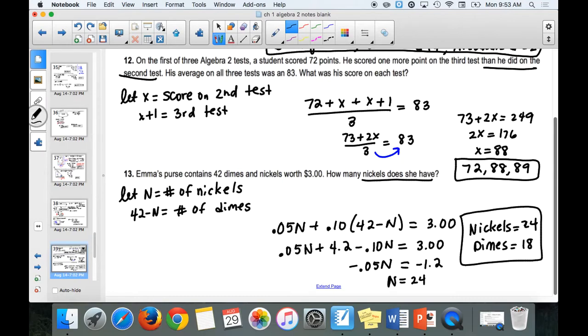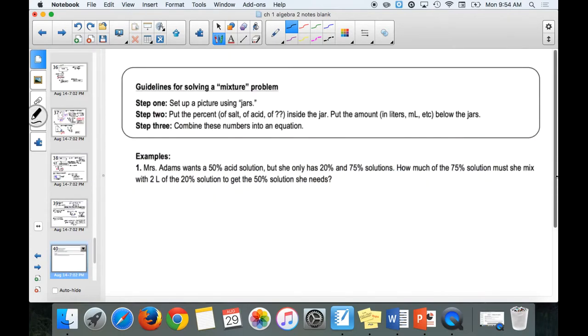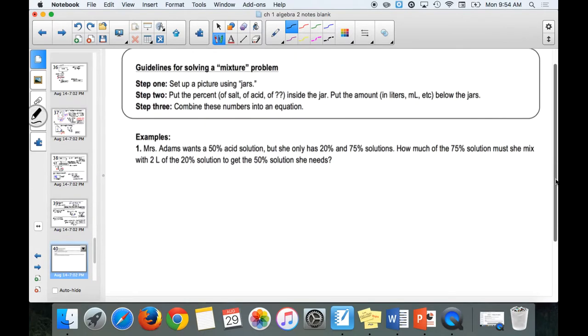All right, good so far? So you're going to have lots of different story problems. So hopefully you've done a little bit of these now for one. All right, now the last type that we're going to talk about are mixture problems. Okay, and I have a very specific way that I do mixture problems. I think it helps students.